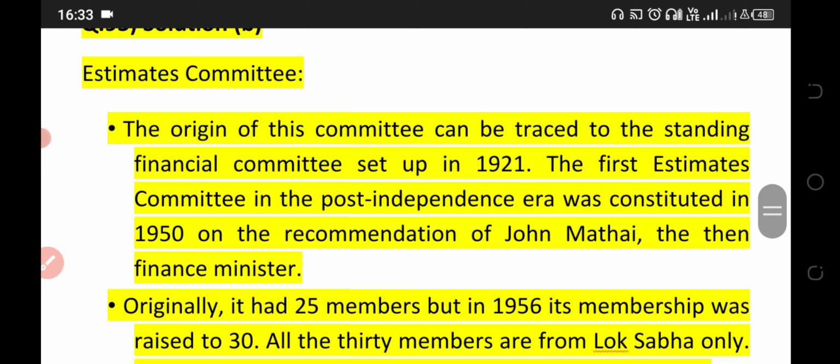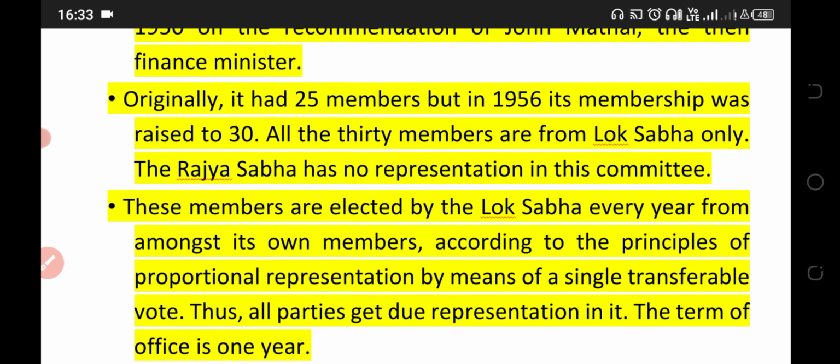एस्टिमेट कमेटी, let's see, the origin of its committee can be traced by the Standing Financial Committee set up in 1921. The first estimate committee in the post-independence era was constituted in 1950 on the recommendation of John Mathai, then the finance minister. Originally, it has 25 members, but in 1956, its membership was raised to 30. All the 30 members are from Lok Sabha only. The Rajya Sabha has no representation in the estimate committee.